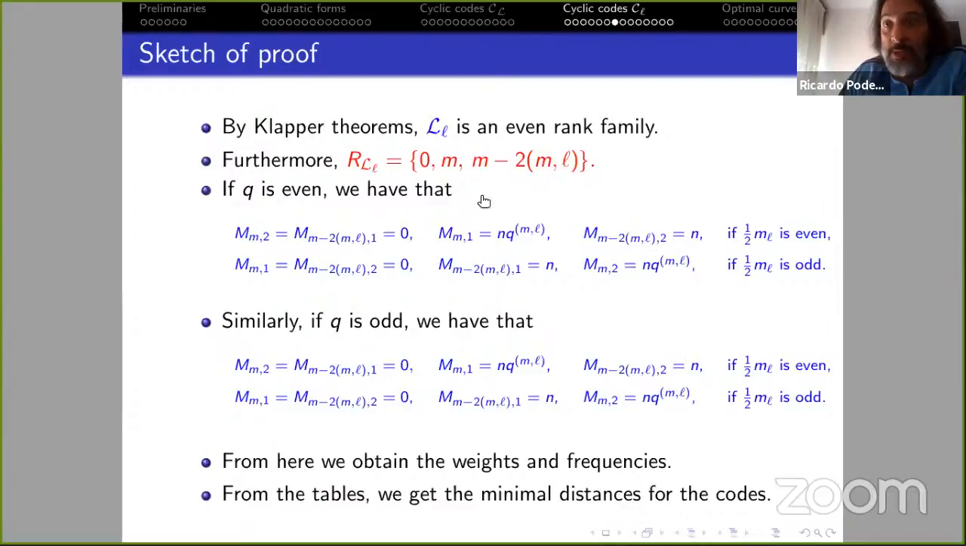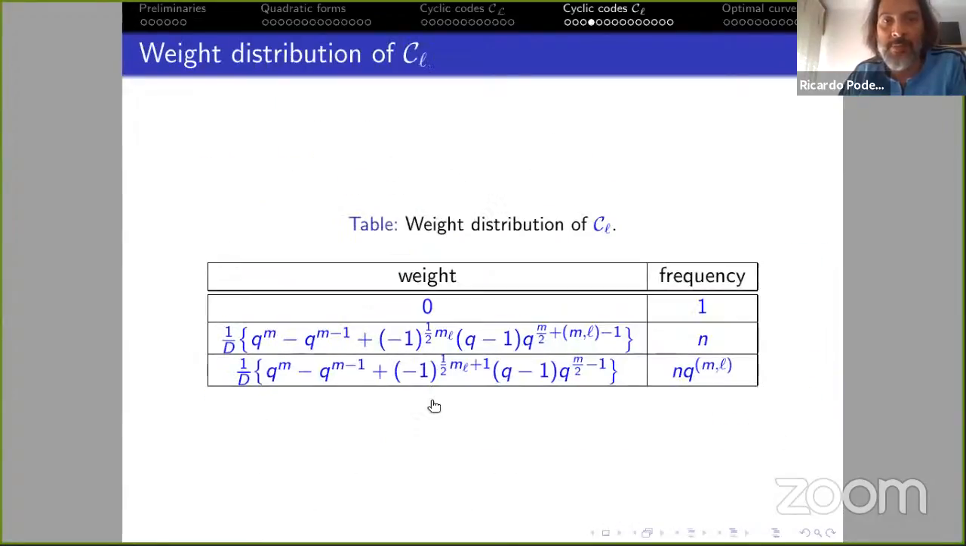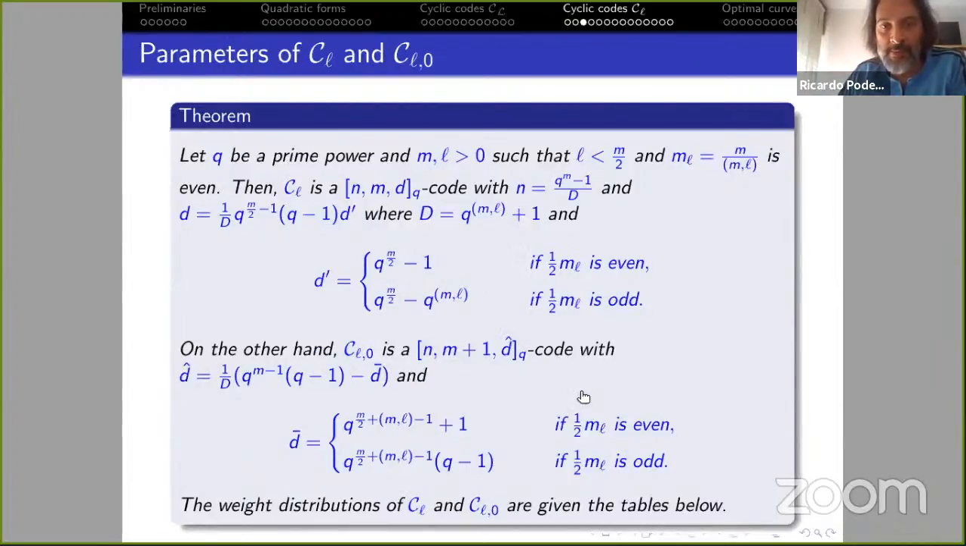So we separate in two cases. For Q even, we compute these things. In both cases, and for Q odd, we have something similar. And from this, we can obtain all the weights and frequencies. Also, from the tables, we can compute the minimal distances. If you look here, you just have to look which is the minimum weight here, and this depends on the parity of this number, m over L over 2. That's why we have this difference here, these two cases.